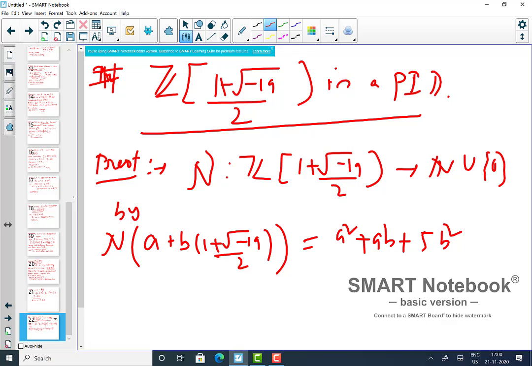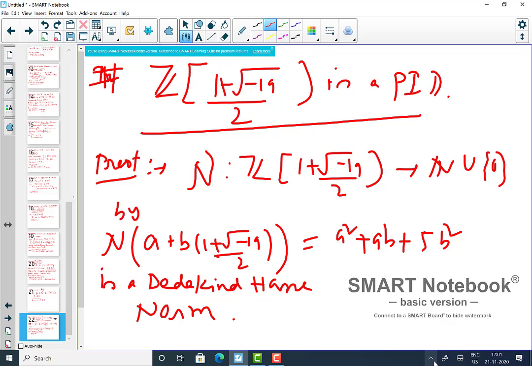Now you check that this is a Dedekind norm, and the proof is not simple. It is a lengthy proof, but you can find it in any standard book. So this is a Dedekind norm, and that tells you that this is a PID, because we just proved that something is a PID if and only if it has a Dedekind norm, right? So this is one part which we wanted to discuss.